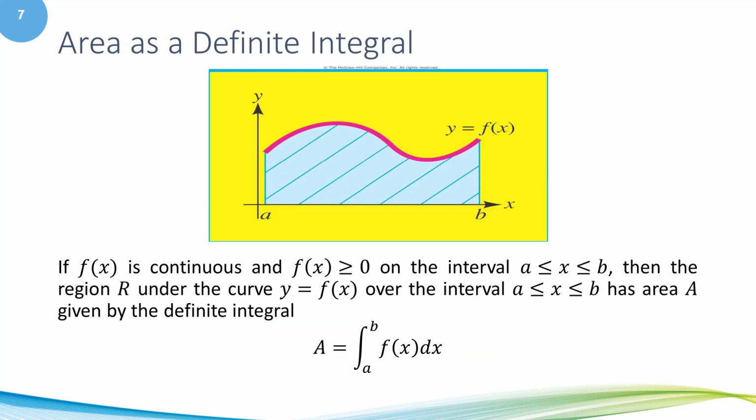So now we go back to this example. Okay then. So if f is continuous and f(x) is not negative on the interval AB, then the region R under the curve y equals f(x) over this interval has an area of the definite integral from A to B of f(x) dx.